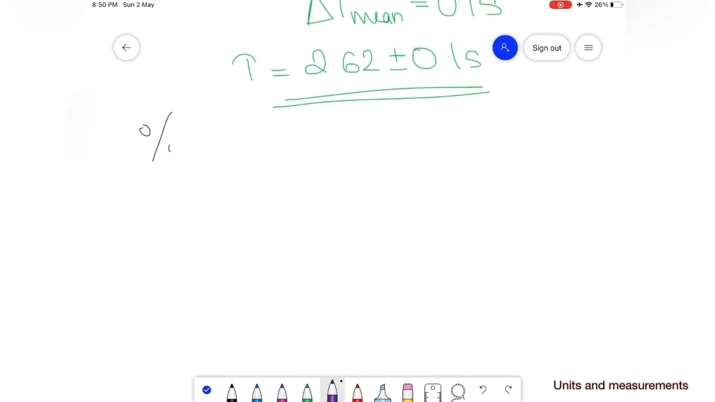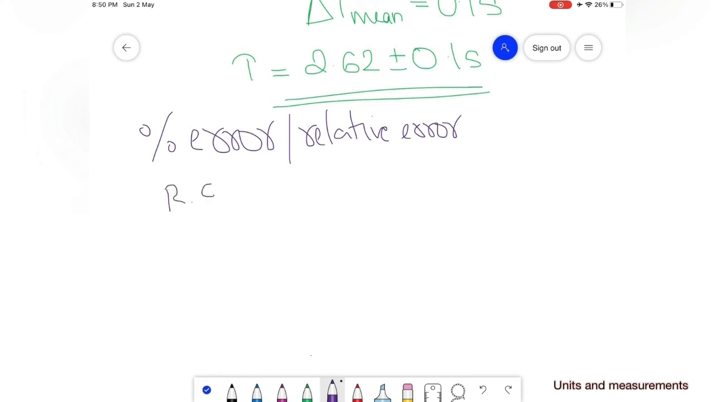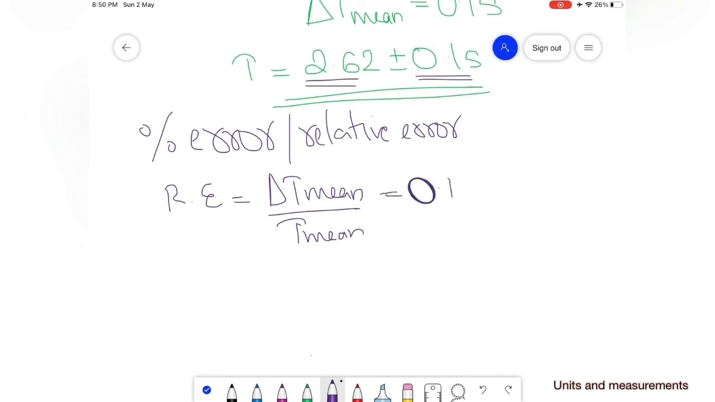Now to the next part. How do you find out the relative or percentage error? Right? So for this it's simple. All we have to do is divide delta, the absolute error, divided by the mean value. So the absolute error here is 0.1 divided by 2.62. That will give you a value of 0.1 divided by 2.6. That will give you a value of 0.037. That is the relative error.